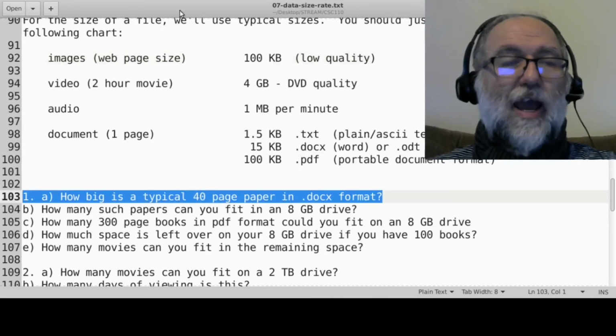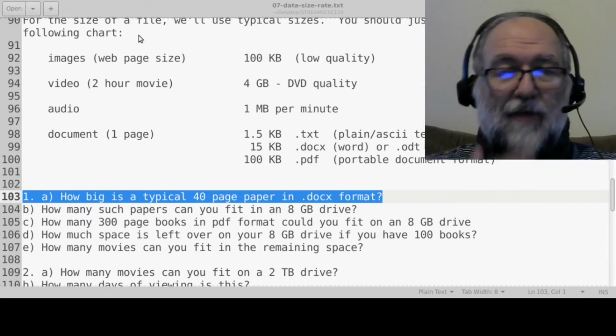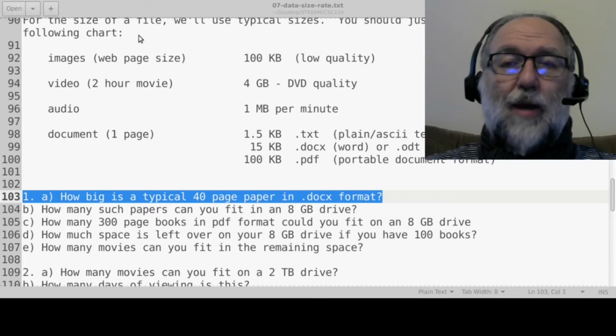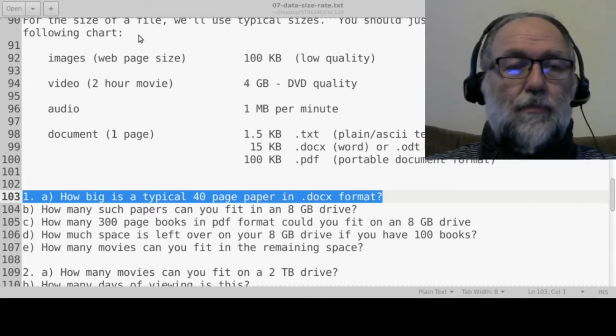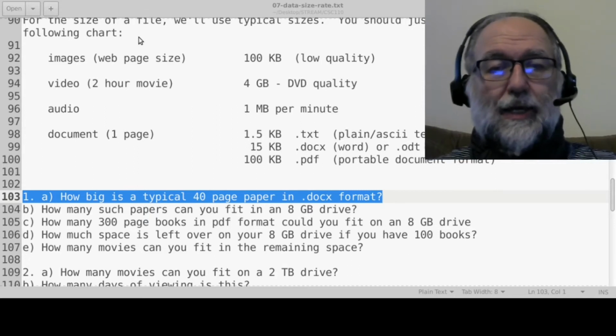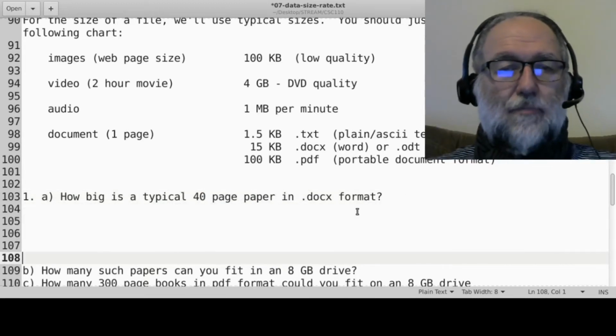I've got here 4 problems. This first problem is in 5 parts. This is the kind of typical problem that you should be able to do. So how big is a typical 40-page paper in docx format? There's the question. How big is a typical 40-page paper in docx format? All right, so let's do that problem.